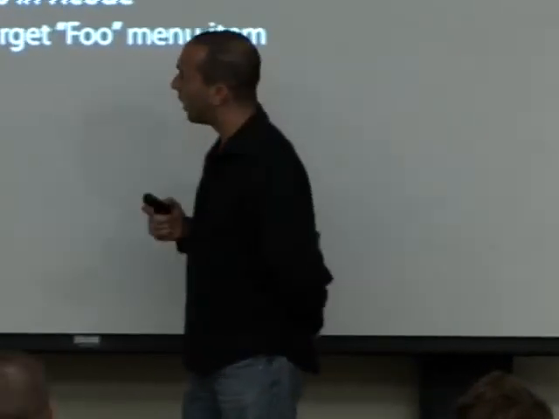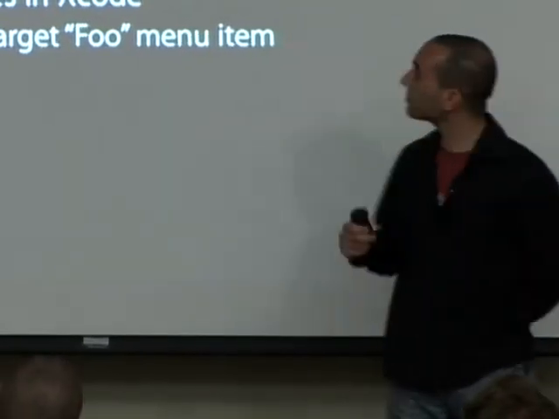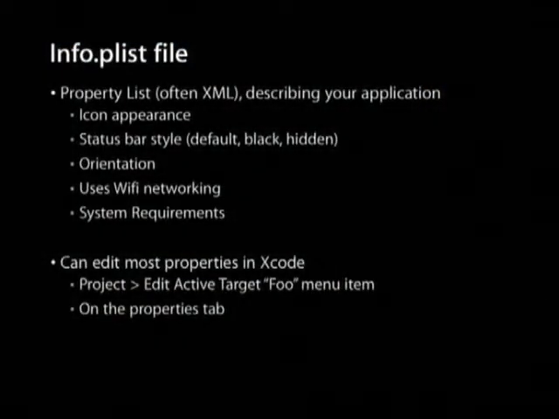Now if you remember from the anatomy, there's resources, there's nibs, there's code, and then there's the info.plist file. This is your application configuration file. It specifies things like the appearance of the icon, the orientation of the app. Is it landscape or is it portrait? What does the status bar look like? The status bar is, of course, the bar at the top of the screen that has the time. Does the app use Wi-Fi? It's just a nice hint to the system to help get things initialized. And system requirements. So if your app only runs on the iPhone, for example, that's something you would put in your info.plist file. And all of the keys that you specify in here are defined in the headers as well, so I would take a look at that.